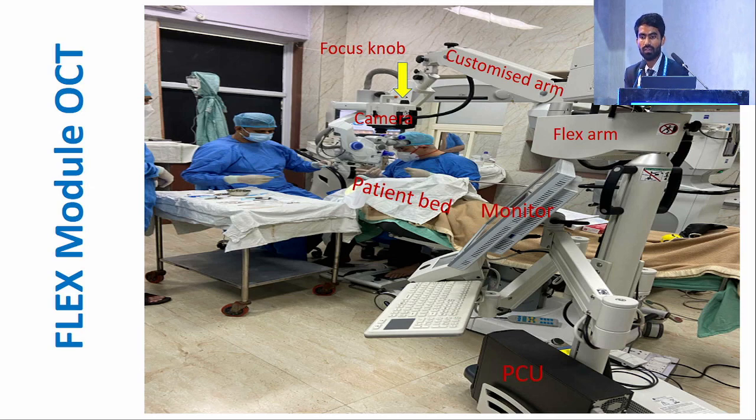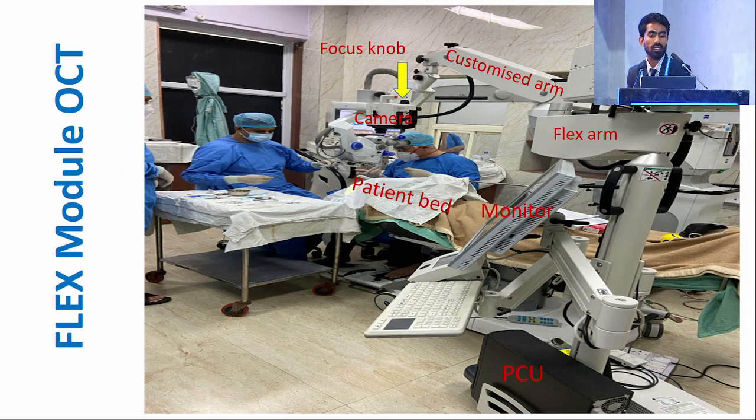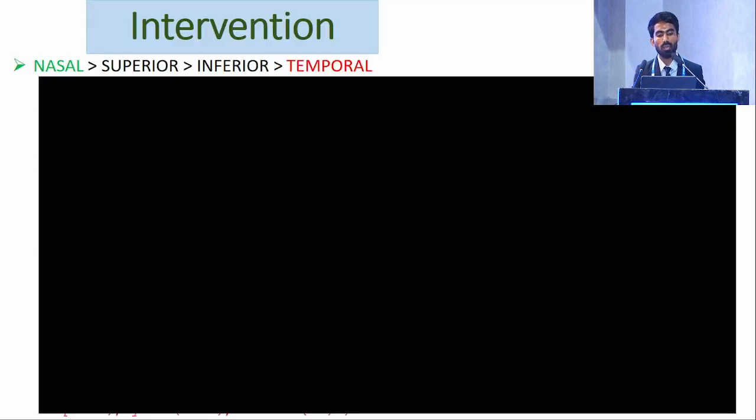So I used aqueous angiography a bit to explain a procedure at a little higher level. The Flex camera we use for capturing after goniectomy to see where the channels are and where to use minimally invasive glaucoma surgery. After injecting the dye, you have to focus the camera at a depth of 23 to 30 diopters using a 30 or 55 degree anterior chamber lens, and tight anterior chamber maintenance is very important.